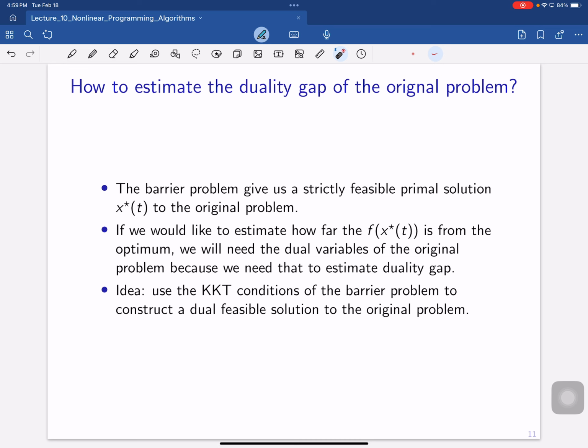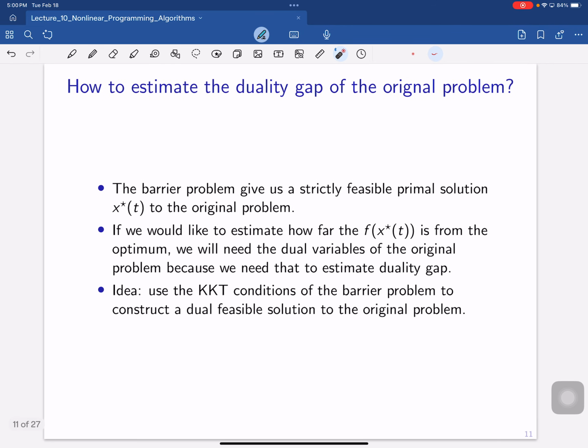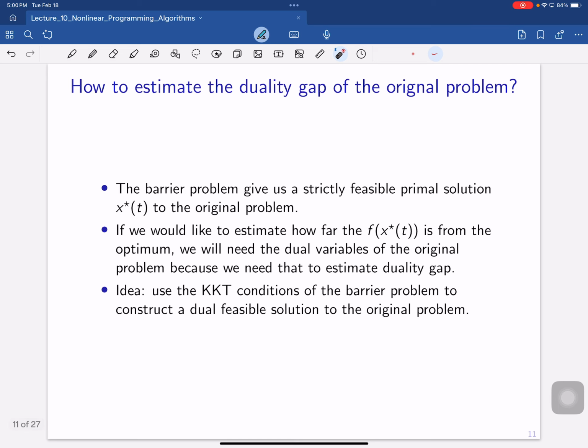Because if t does not go to infinity, we cannot show the problem is equivalent to the original problem. It still has some sort of approximation. But now, how do we actually determine when we should terminate when we have this log barrier approximation? Or in other words, how do we estimate the duality gap of the original problem? This proof is a little bit complicated. Let me write it down slowly.